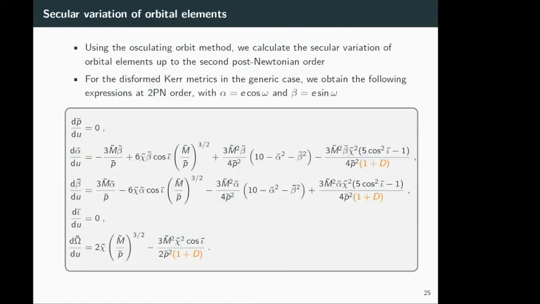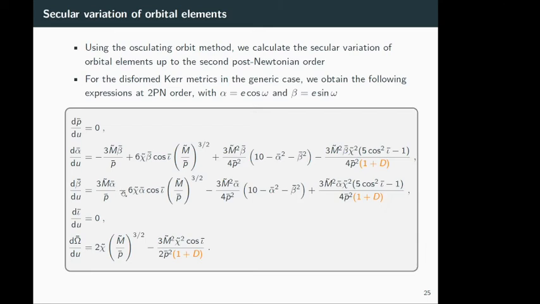So we applied this method to the disformed metric and basically calculated the secular shift of all these parameters which characterize your oscillating orbit, the ellipse. Here, alpha and beta are just a rewriting of eccentricity and pericenter angle. And what we get is actually, up to 2PN order, something very similar to Kerr. So anything that is not in orange is just the usual Kerr result. But what we do get is that anytime the quadrupole moment terms appear, we get a rescaling by 1 plus D.